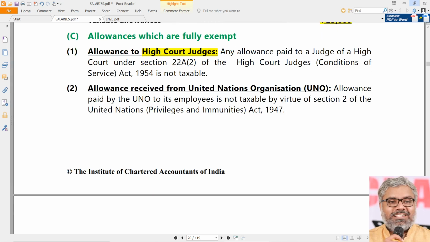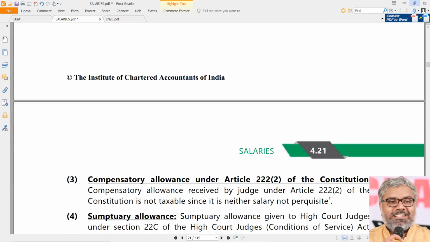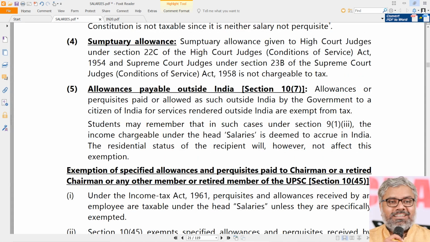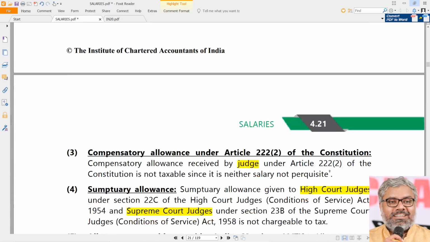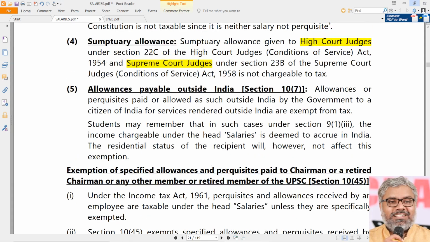Allowances which are fully exempt: allowances given to High Court judges, allowances given to United Nations officials, and compensatory allowance received by a judge also. Sumptuary allowance given to High Court and Supreme Court judges also. So all these things are exempt. These allowances given to Supreme Court and High Court judges are all fully exempt, so nothing to calculate. You don't even expect any question on that because there is nothing to calculate.